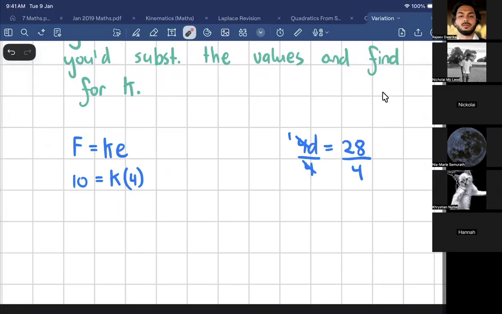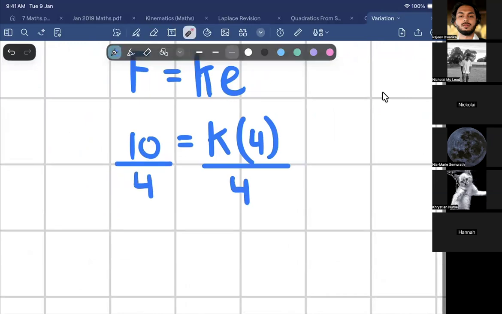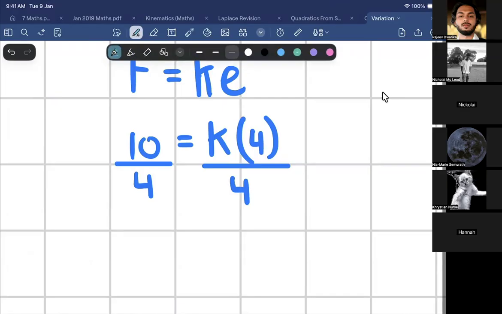Divide by 4. Exactly. Because Nikolai, if you have 4 k's, that's 4k, and you want to find for 1, you would divide by 4, because the 4 and the 4 would cancel off to leave you with what? Okay. Exactly. Nia, you sure you understand it now? Yes, sure. I am sure. Okay.